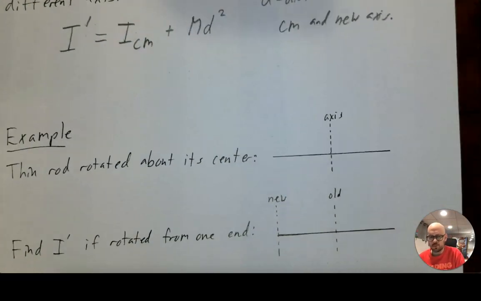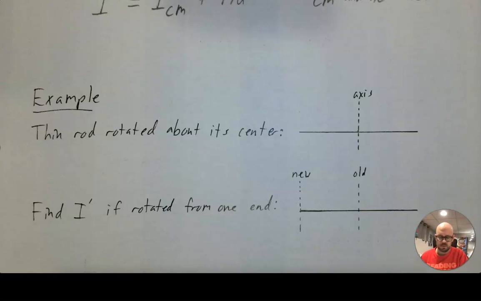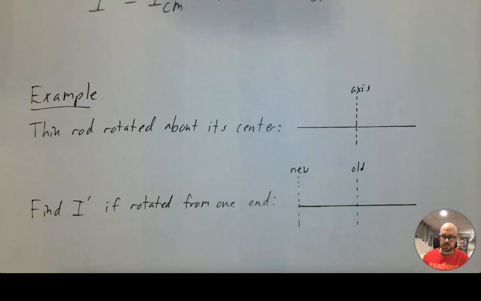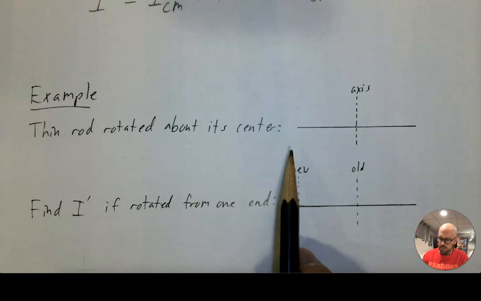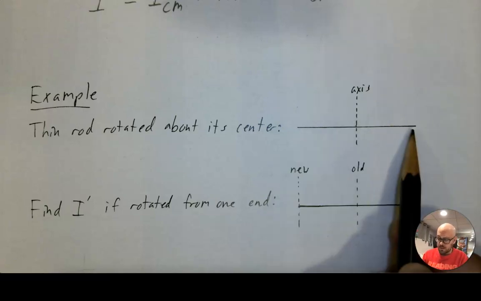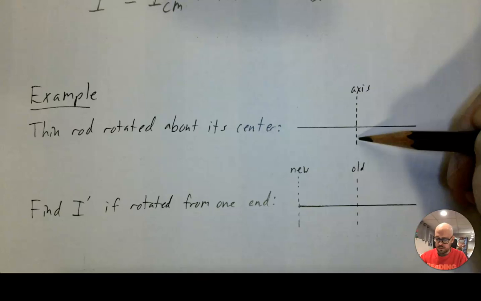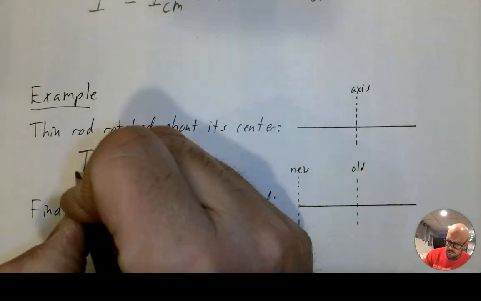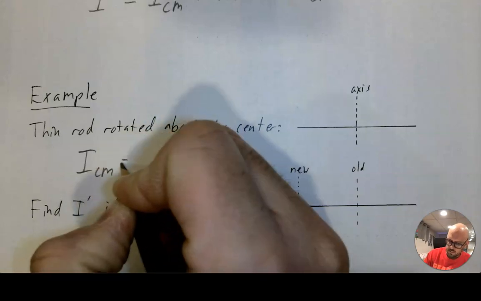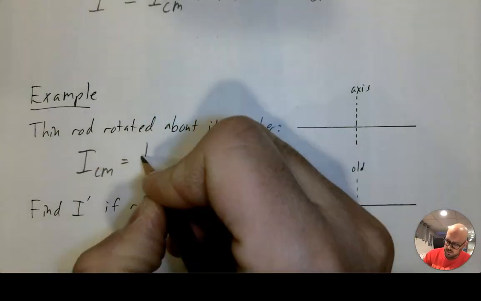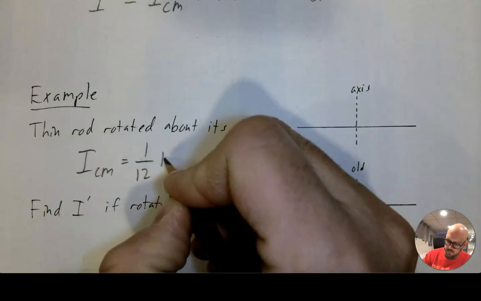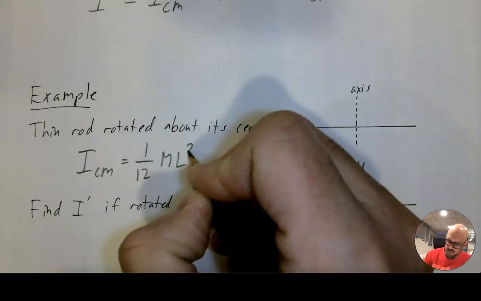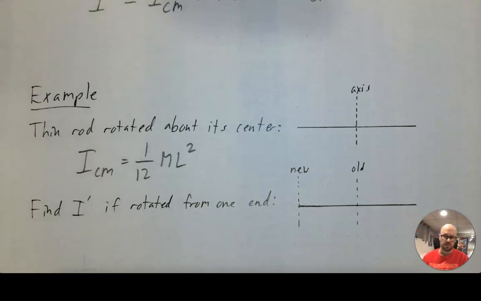This object is the most common example for the parallel axis theorem, but it can be any object that is rotated around a different axis. A thin rod rotated about its center. So this solid line is the thin rod. If you rotate it about its center, then its axis cuts through the exact center. And this rotational inertia, which you would be given, is 1/12 the mass times the length of the rod squared. So that's your old rotational inertia.